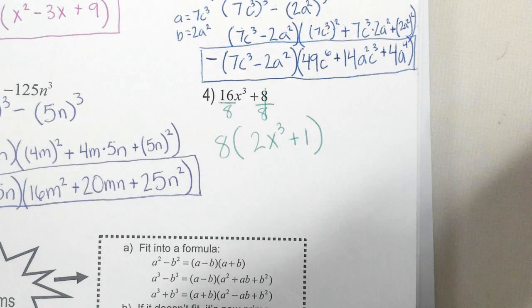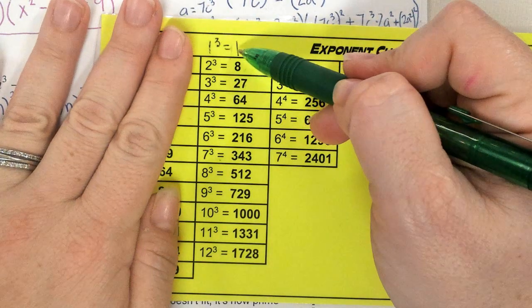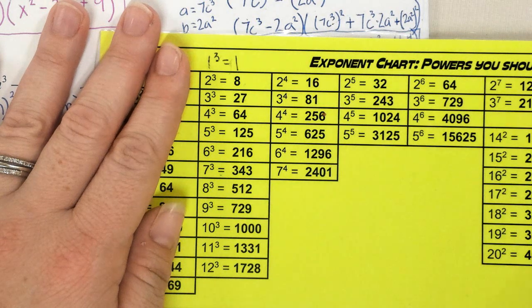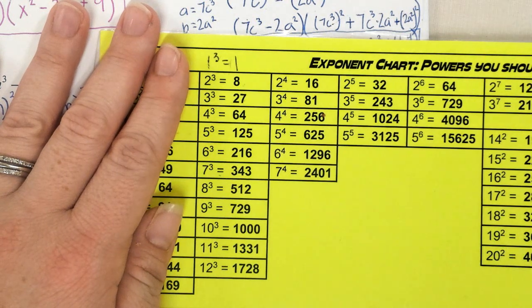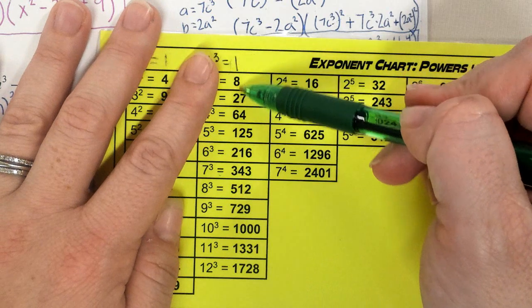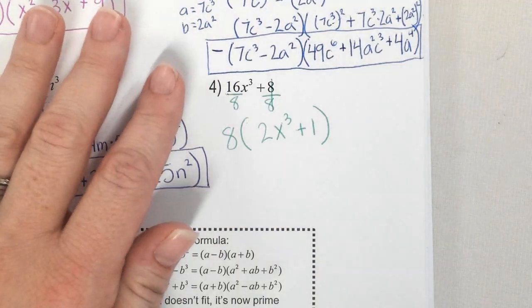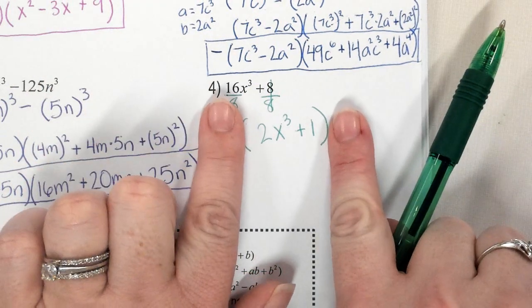So look at your paper. I know there's not 1 on here, but y'all, 1 is a perfect everything. 1 to the 4th power equals 1. 1 to the 5th power equals 1. 1 to the 6th power equals 1. 1 is a perfect everything. But is there 2 in the bolded column? No. So 2 is not a perfect cube. So the inside of this is prime.